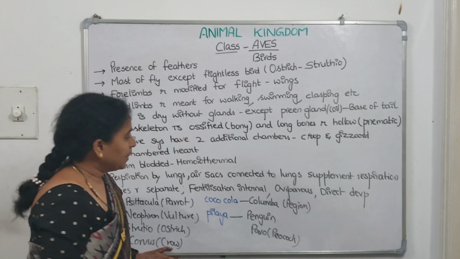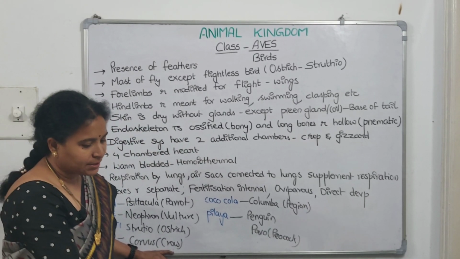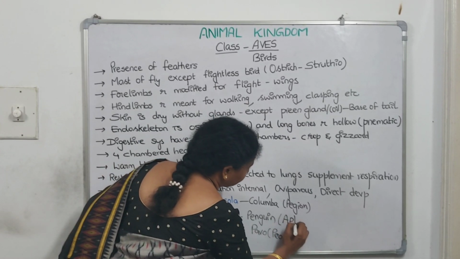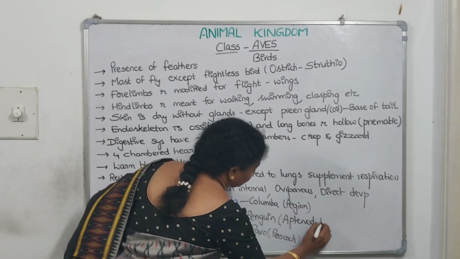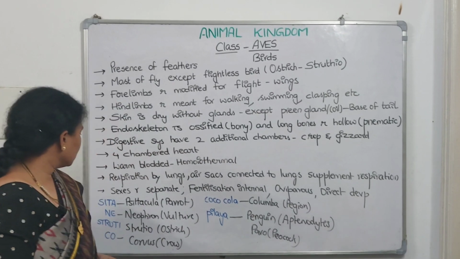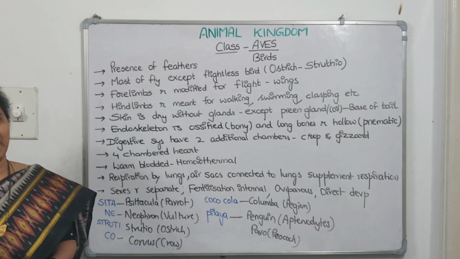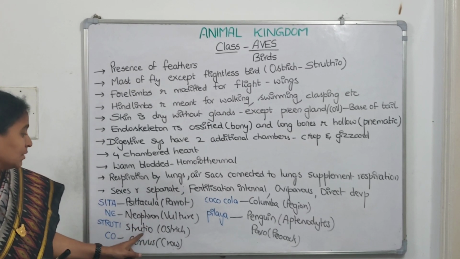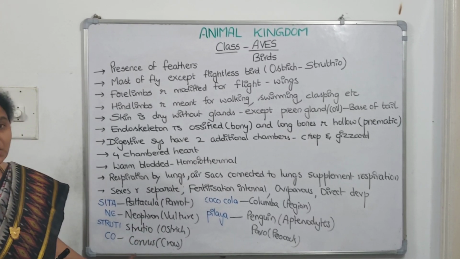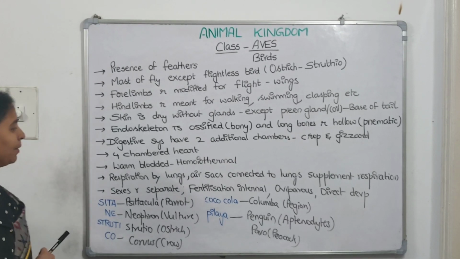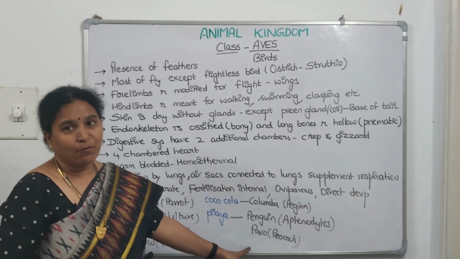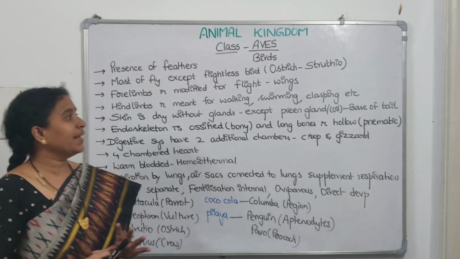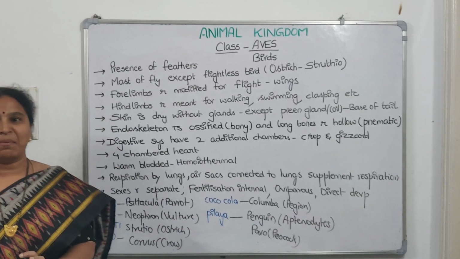Penguin is called Aptenodytes. What is the other name of penguin? It's called Aptenodytes. So with the small code, "Sita ne Shruti ko Coca-Cola pilaya": Sita means Psittacula, ne means Neophron, Shruti means Struthio, which is ostrich, Co means Corvus, Coca-Cola means Columba, pilaya means penguin and Pavo. Penguin's scientific name is Aptenodytes. Pavo means peacock. Take a screenshot, then we'll go to the last class, that is Mammalia.